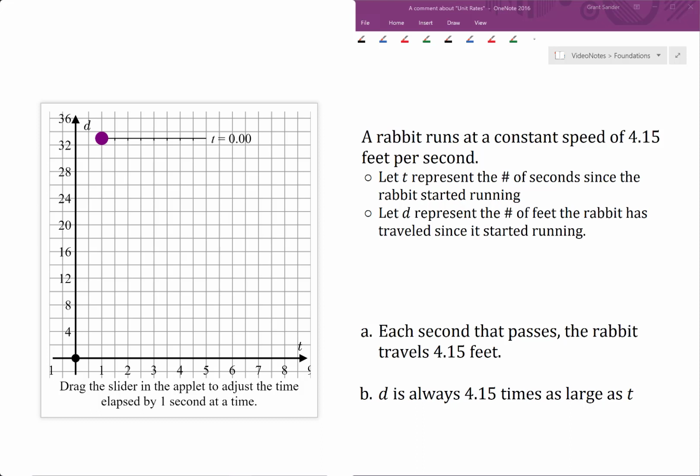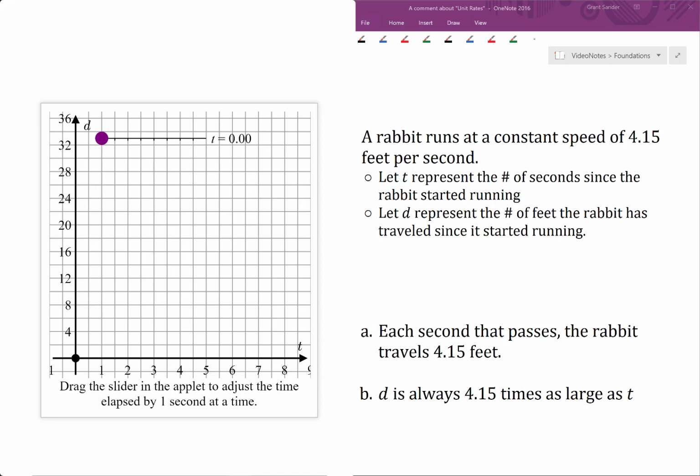Let's take a second to think about the idea of unit rates. So suppose a rabbit runs at a constant speed of 4.15 feet per second. We're going to let t represent the number of seconds since the rabbit started running, and we'll let d represent the number of feet the rabbit has traveled since it started running.